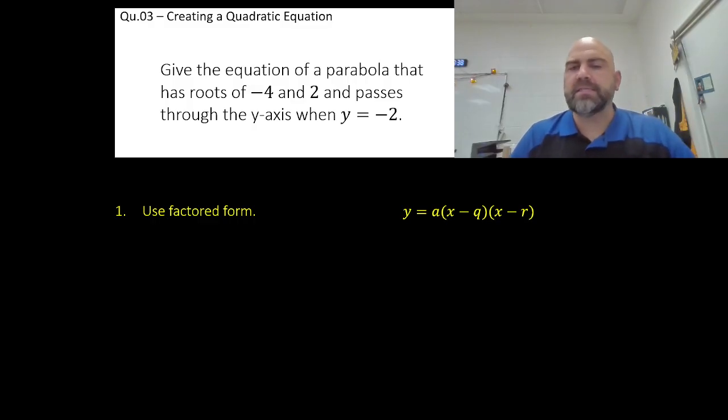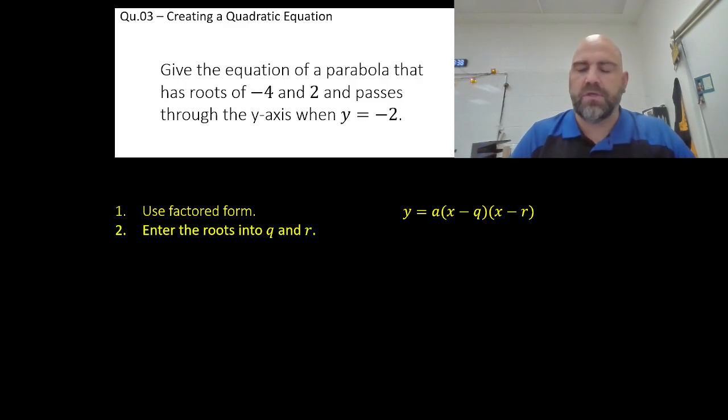Factored form looks a little bit like this, where we have an a value of something. We're not sure what it is. And q and r happen to be the roots of our parabola. So let's enter the roots into q and r. All right, so it doesn't matter what order we do it in. I'm going to do the -4 first, and you'll notice that it switches from minus q to plus 4. That's because if we minus a negative, it's the same as adding a positive. And we have x minus 2 as the second one. Again, that order can definitely flip. It doesn't matter where we put that.